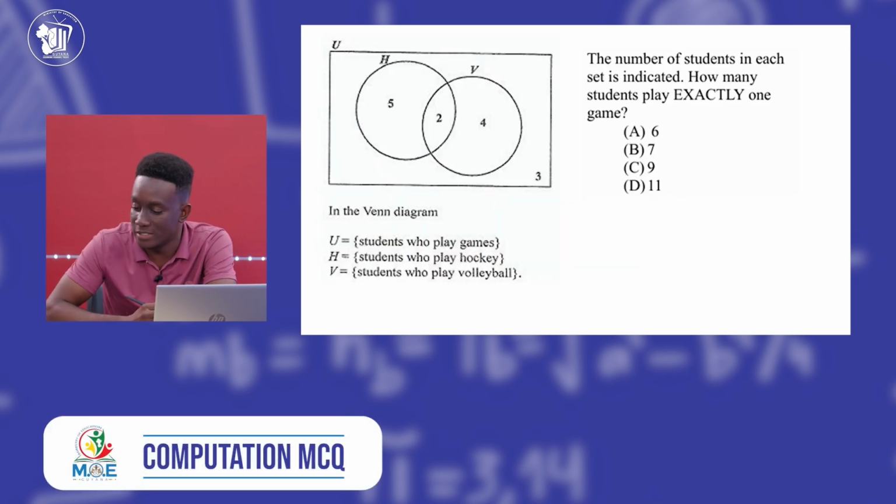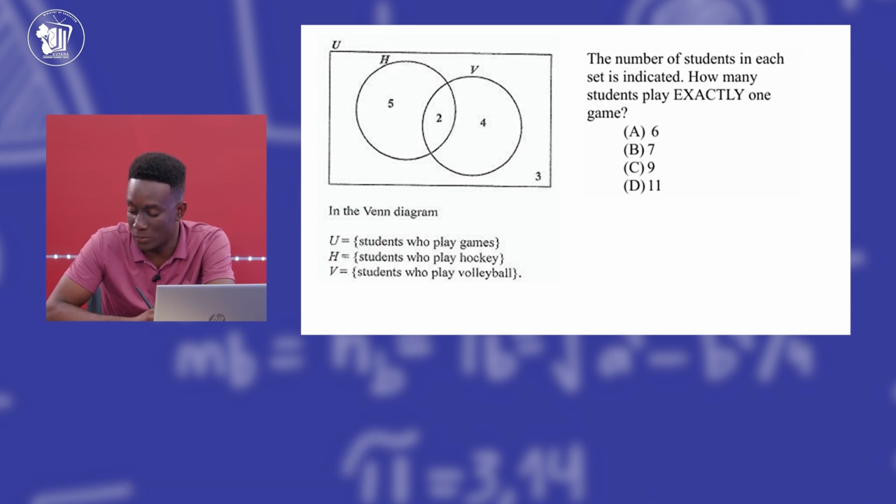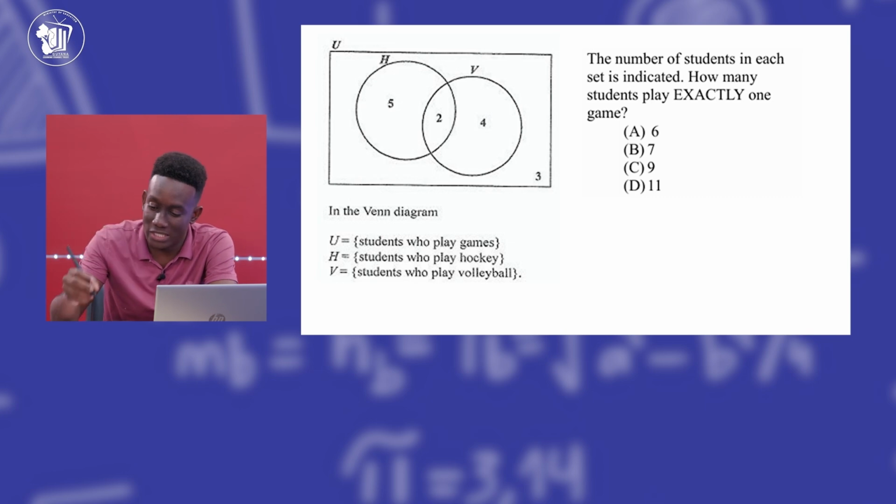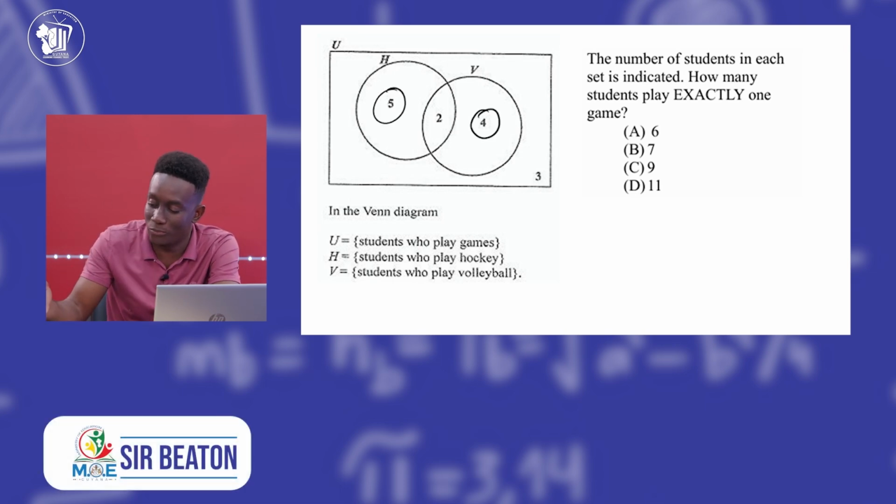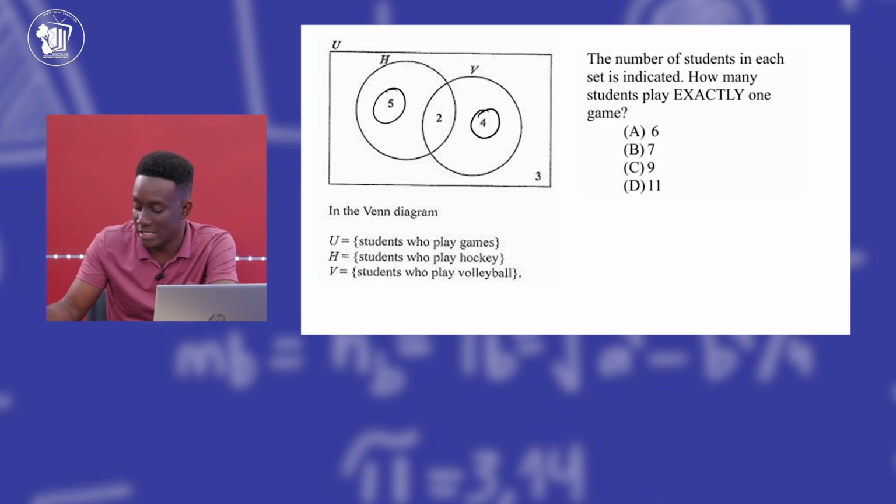The next question has a Venn diagram. U represents the students who play games, H represents the students who play hockey, and V represents the students who play volleyball. The number of students in each set is indicated. How many students play exactly one game? So they put exactly one game. In this case, you can see 5 students play hockey only, which is one game, and 4 students play volleyball only, which is also one game. So we can add the 5 plus the 4, which gives me 9. So the answer here is simply 9.